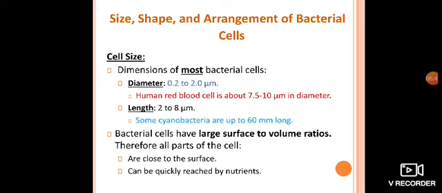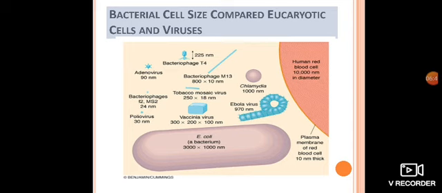So by their arrangement we are going to identify them. And second, they can quickly reach the nutrient. For the development of that bacteria, they can easily reach the nutrient material. These are the properties. Now, bacterial cell size compared with the eukaryotic cell and viruses.